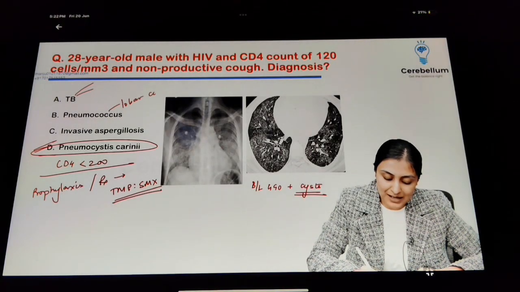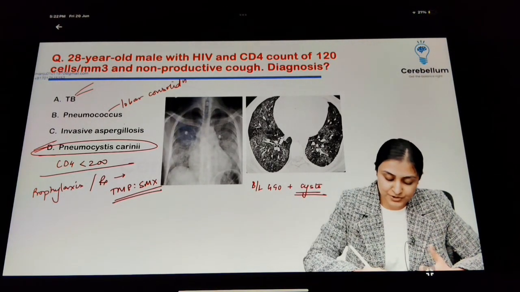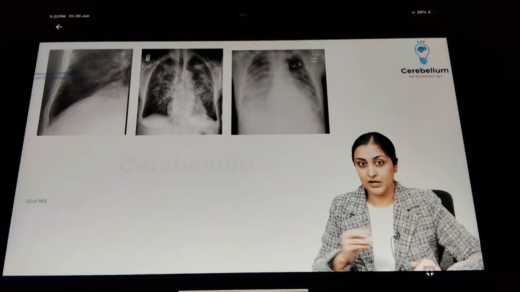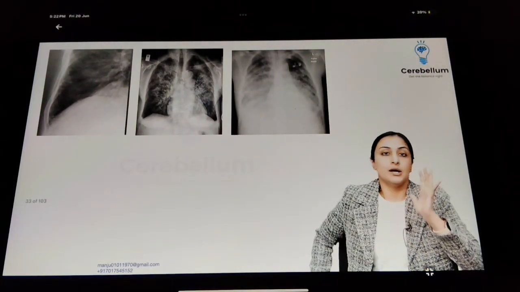Pneumococcus is going to be a lobar consolidation, not bilateral GGOs. Aspergillosis we saw were halos. They were nodules with a halo sign. So this indeed is PCP, right? Next, I want to talk to you about edema, pulmonary edema.